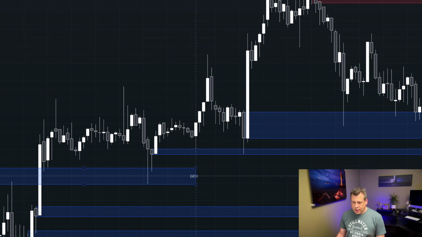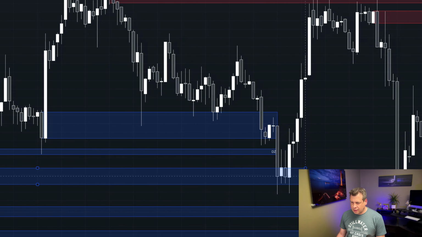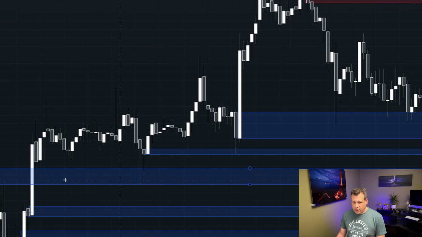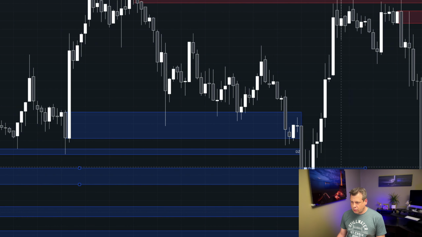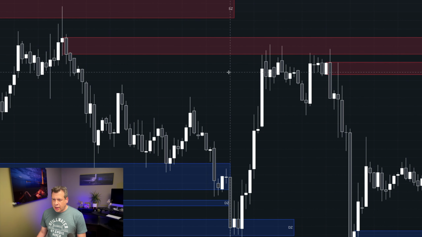And so as long as the level hasn't been broken, what we want to do is drag it across and see if that level still holds. So even though it sliced through these two levels right here, notice that this level with the wicks is still holding strong. It went into this level, never closed below it, and it shot right out of the gate there and went all the way up to the supply zone on the top. And the supply zones work exactly the opposite way of the demand zone.